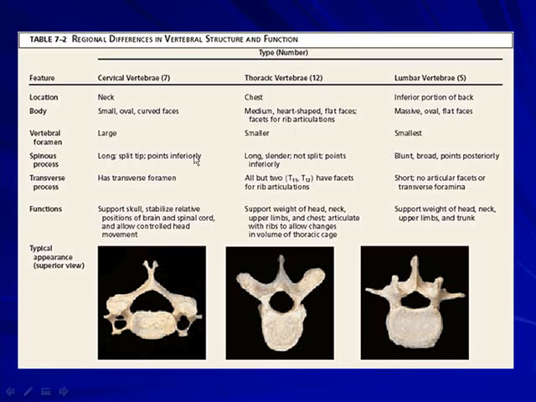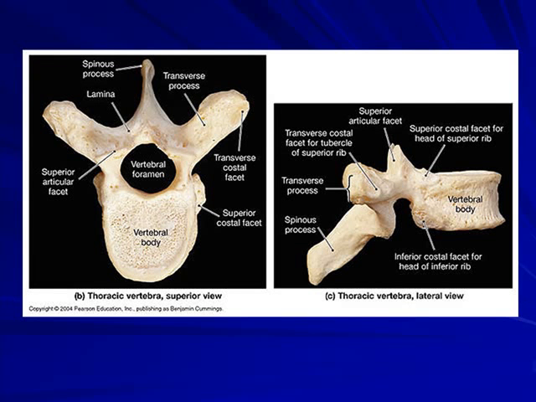This table is out of your textbook. It helps you to identify the three different types of vertebrae. Again, you should be able to differentiate between the cervical vertebrae, thoracic vertebrae, and the lumbar vertebrae. Each has its own specific characteristics which should help you to identify it. For example, the thoracic vertebrae has articulating surfaces here for the ribs. Thus, it has an inferior costal facet. This is a point of articulation with the ribs.